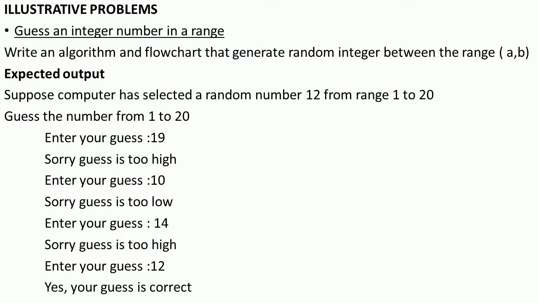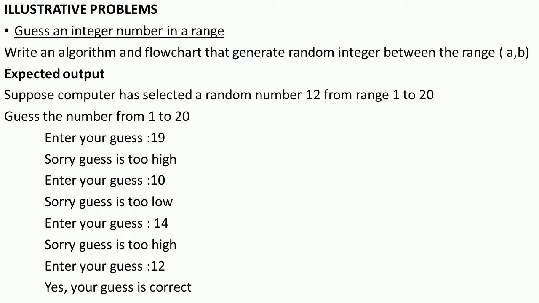If the user gives 14, it will display, sorry, guess number is too high. So, definitely the number is between 10 and 14. Now the user guesses the number 12. It exactly matches with the number selected by the computer. So now the computer displays the message: yes, your guess number is correct.